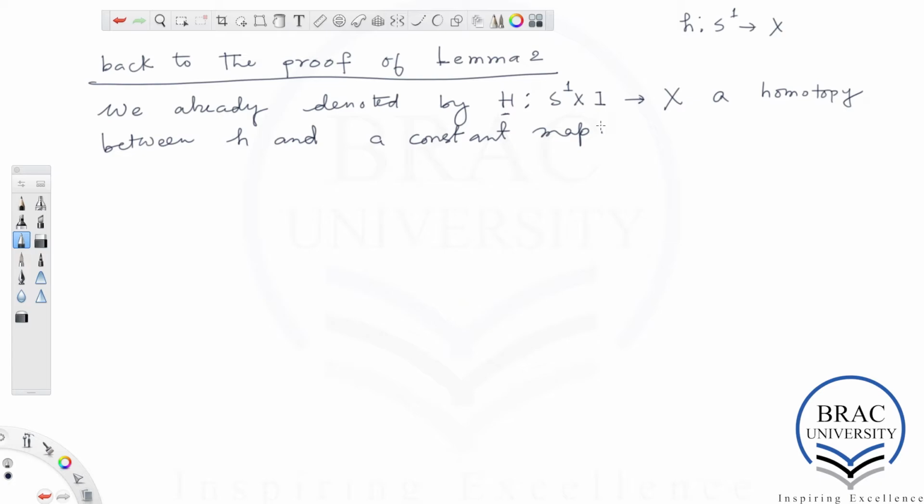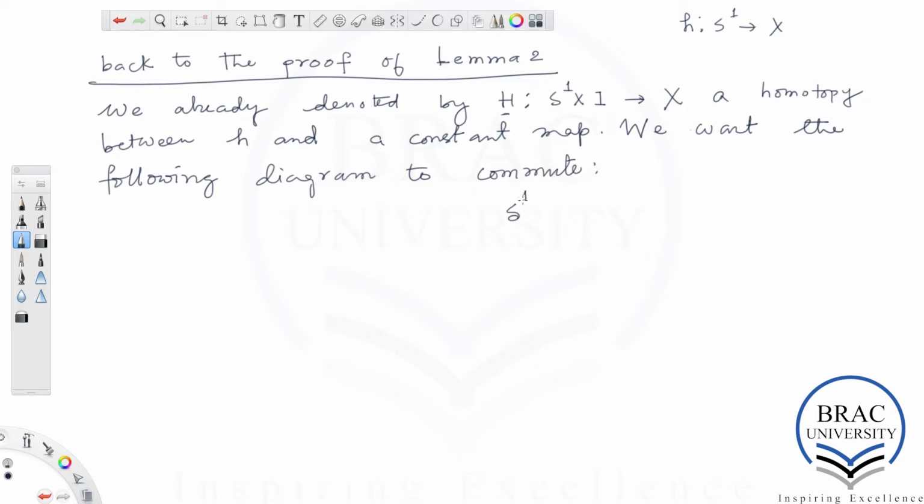So we want the following diagram to be commutative. We want the following diagram to commute. So here is the diagram.